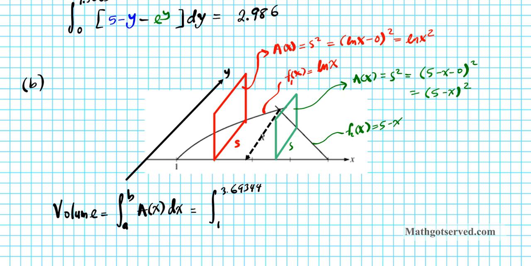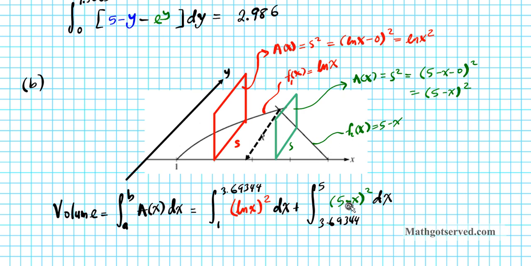In this case it is the natural logarithm of x squared, because ln x minus 0 is the length of the side, and you just square it to get the area, dx, plus the integral, continuing from where we stopped, 3.69344 all the way to 5. Here, the area of the face of the square, sorry, is (5 minus x) squared dx. And that's basically the expression for the volume of your solid with the given cross-sectional area.